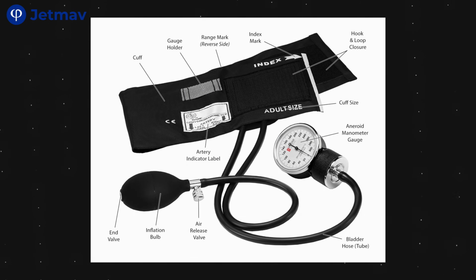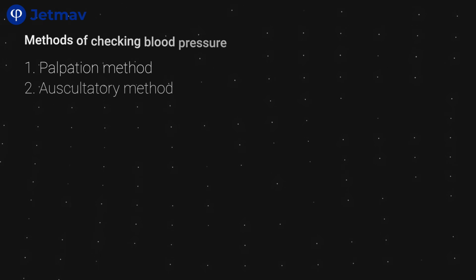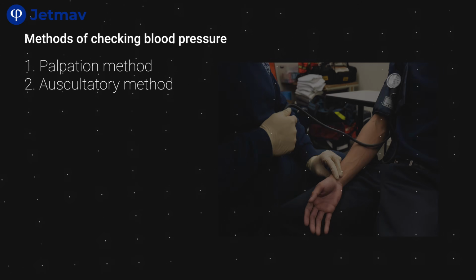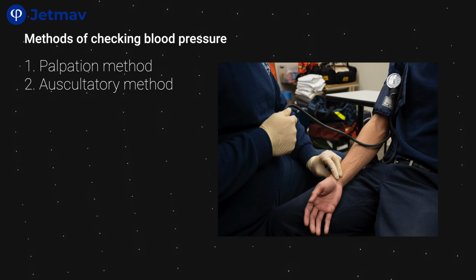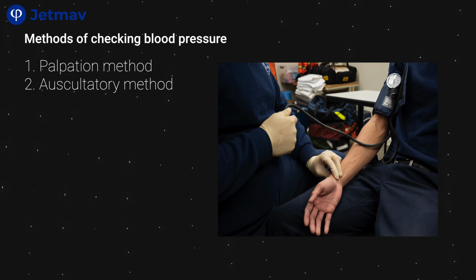Then we go over to blood pressure. We use a sphygmomanometer to check our blood pressure. There are two ways you can check it: the palpatory method or the auscultatory method. In the palpatory method, you apply the cuff 4 cm above the elbow. Then you palpate the radial pulse and inflate until you are no longer able to feel the radial pulse. You can inflate about 20 millimeters of mercury above the point where the radial pulse disappeared. That is the palpation method.